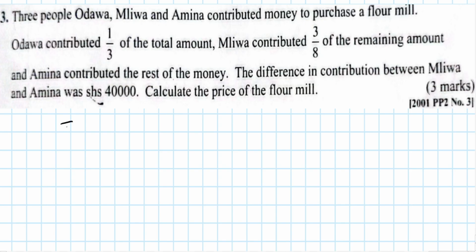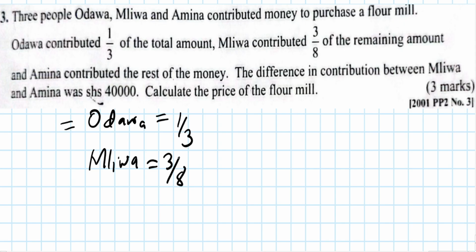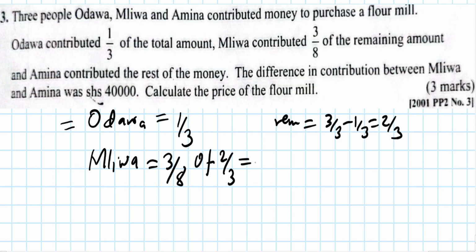So Odawa contributed a third of the total amount. Mliwa contributed 3/8 of the remaining amount. So Odawa contributed a third. So the remaining amount is 3/3 minus 1/3, which is 2/3. So Mliwa contributed 3/8 of 2/3, which is going to give you, if I'm not wrong, 1/4. Okay, it's going to give you 1/4. So Mliwa contributed 1/4.